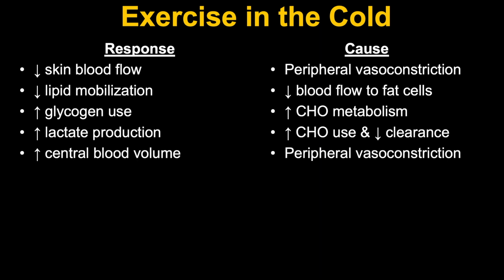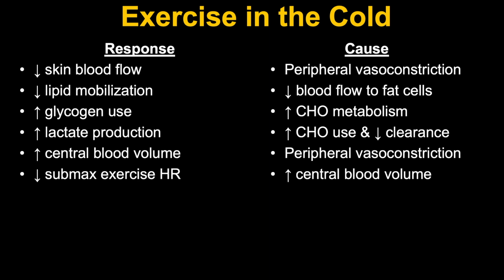We also get an increase in the central blood volume because there's more peripheral vasoconstriction that shifts that blood flow away from the skin to the central core. Since there's an increase in the central blood volume or central venous pressure, that means that stroke volume can be higher, which means that at any given submaximal exercise, our heart rate's going to be lower because we have a higher stroke volume and we can maintain a given level of cardiac output. That's all due to this increase in the central blood volume.